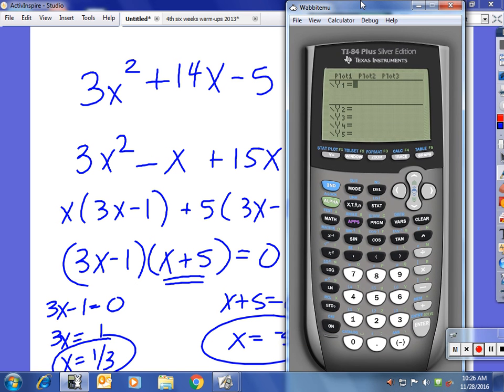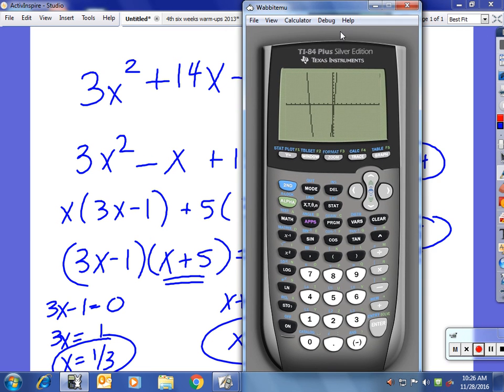Forget it. Let me just start over. Y equals 3x squared plus 14x minus 5. Now, our answers were negative 5 and positive 1/3.